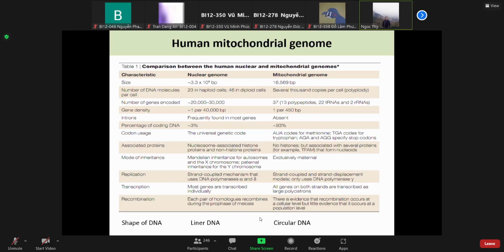As for associated proteins, nuclear genome DNA is associated with histone proteins to form chromosomes. Mitochondrial DNA is not associated with histones, but with other proteins, like we discussed last week for prokaryotic genomes. And other things.